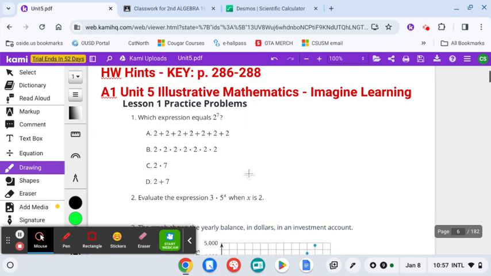Number 1 is just a multiple choice. It wants to know which expression equals 2 to the 7th. So they're really just testing you here to see if you know what an exponent stands for. So go ahead and select the answer that you think would be the expanded form of 2 to the 7th. Is it adding, multiplying, or just times 7 or plus 7?